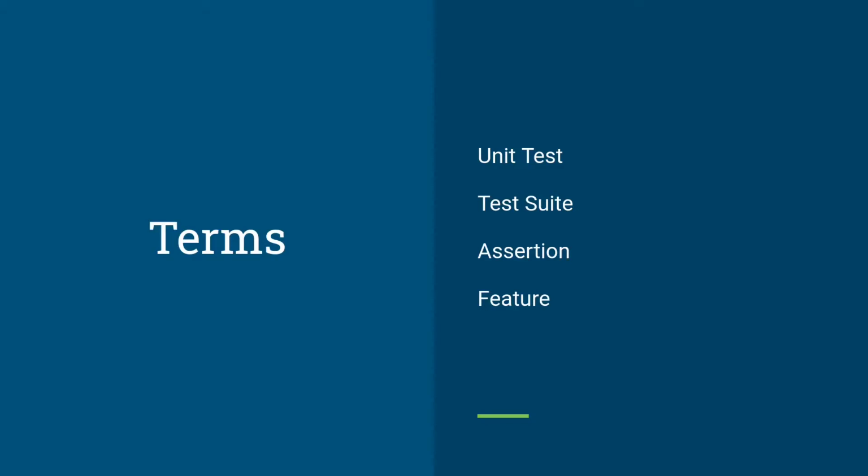We're going to be learning about a unit test, which is a way we can test some sort of code in our system. And a test suite is a collection of unit tests. Within a unit test, you make assertions. And the things you test, the code you test, is called a feature.